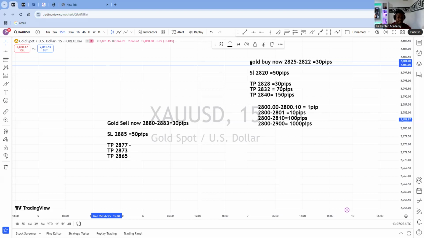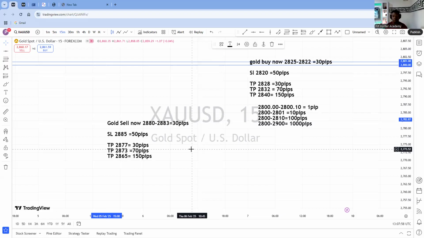All right. And the first TP is from the 80 to the 77, which also gives you 30 pips. Second TP will also give you how many pips? 80 to 73, which is 70 pips. And the final TP giving you 150 pips. All right. Yeah, so this is how you go about it.